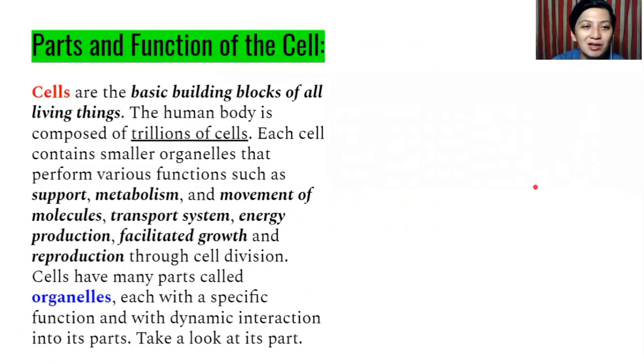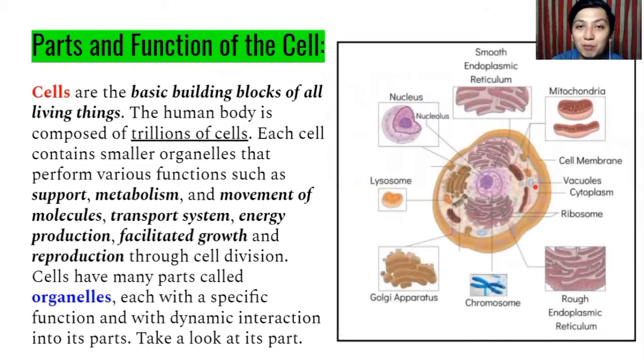Okay, let's start. Cells are the basic building blocks of all living things. The human body is composed of trillions of cells. Each cell contains smaller organelles that perform various functions such as support, metabolism, movement of molecules, transport system, energy production, facilitated growth, and reproduction through cell division. Cells have many parts called organelles, small organs, each with a specific function and with dynamic interaction with its parts.